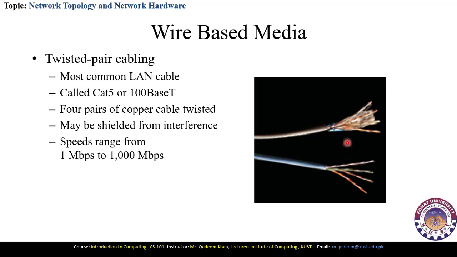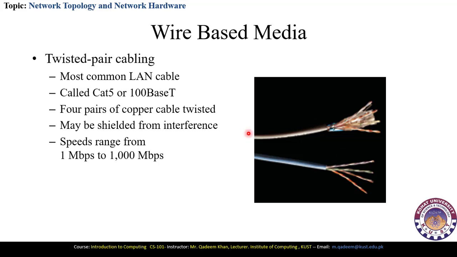So this is the twisted pair cabling, and this cabling is suitable for LAN, meaning to connect computers over a short distance. It is called Cat5 or 100 Base-T cable. That is the name of this cable. It has four copper cables twisted. You can see that there are four copper cables, and they are twisted with each other.